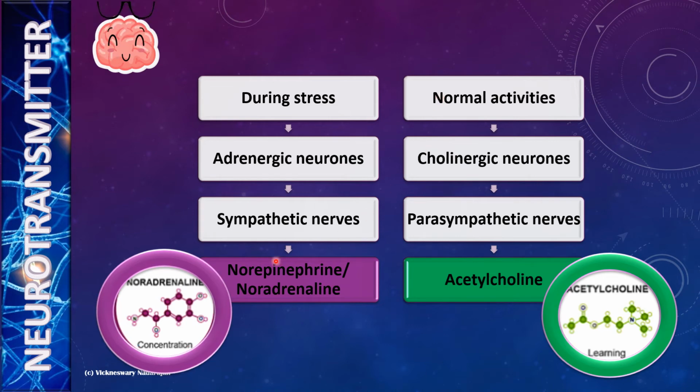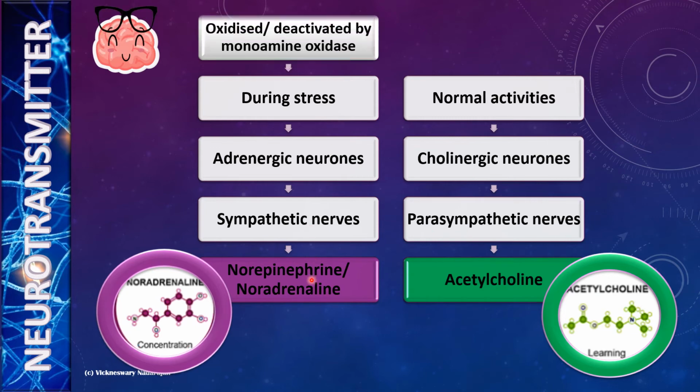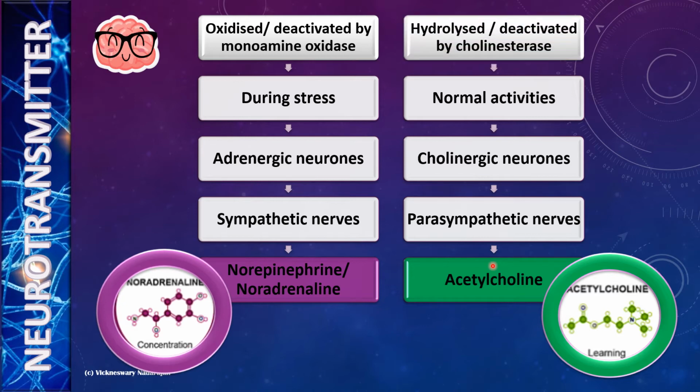Now, both these neurotransmitters can be broken down by enzymes. The noradrenaline is broken down by the enzyme monoamine oxidase through the process of oxidation, whereas acetylcholine can be broken down by the enzyme cholinesterase through the process of hydrolysis. So now you are familiar with the two types of neurotransmitters.